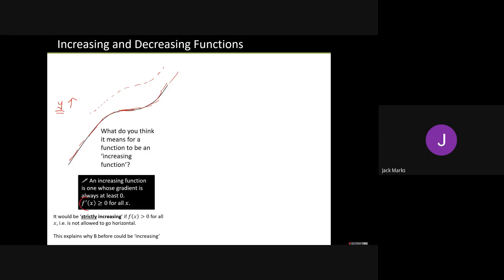The gradient function for any x, in other words, the gradient of this thing, is always at least zero. It would be strictly increasing if it was always above zero. Small difference there.